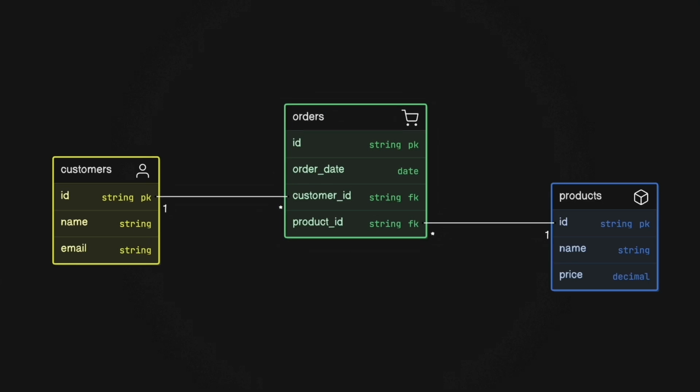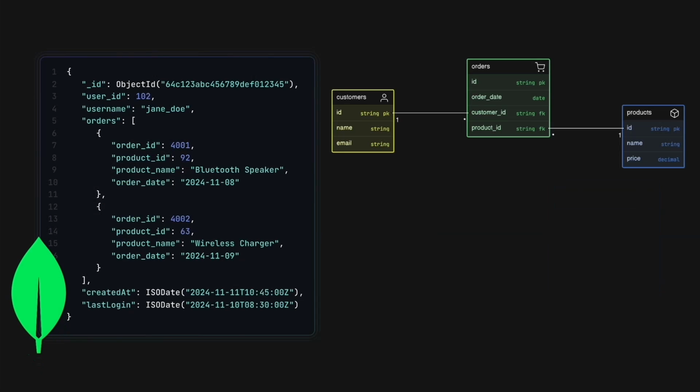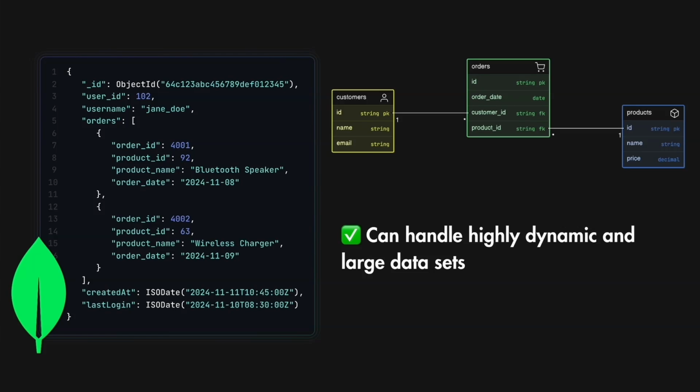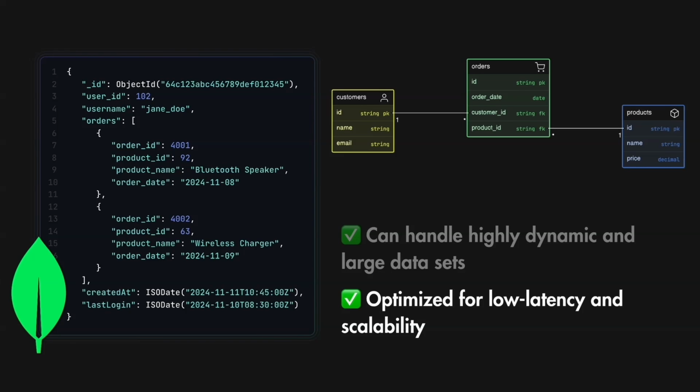If you have a look at the same example that we had for the SQL databases, where we have customers and products and we want to join them in orders. For example, in MongoDB, you could have this as a single document, so you could store all of the user data, also the orders and products, in a single document. And because of this structure, the NoSQL databases can handle highly dynamic and large data sets without the structure imposed by relational databases. And also, they are optimized for low latency and scalability.